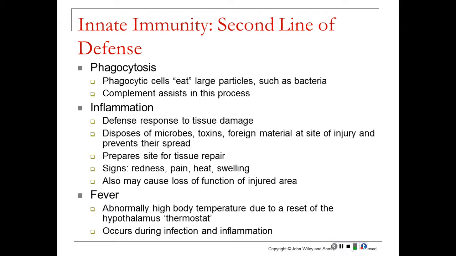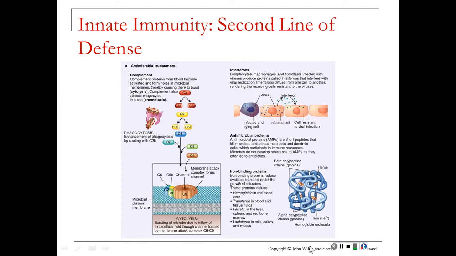This is having an abnormally high body temperature because your hypothalamus has been reset. This can occur during infection as well as inflammation. This diagram here goes through some of the innate immunity factors that I went through. Complement, which is actually a fairly complex process. You just need to know that complement proteins from the blood will activate to form holes in the membranes. You don't need to know all of these intermediate steps of activating the complement.